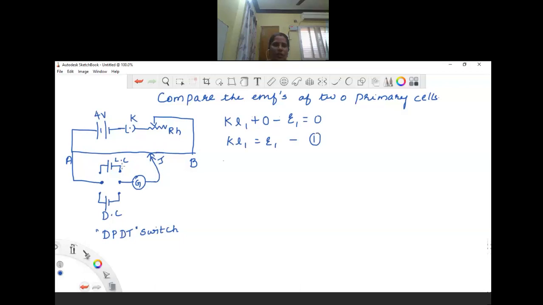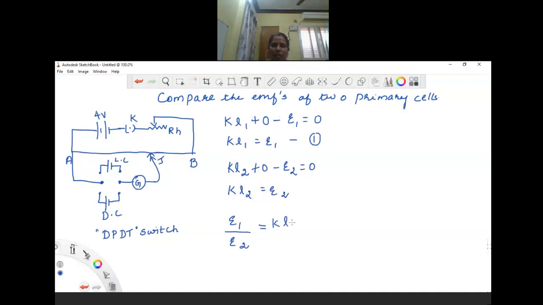Similarly, now you include only the Daniell cell in the circuit, and again you proceed with the same procedure. Press the jockey against the potentiometer wire and find where you get the null deflection on the galvanometer. So you will now get L2, the balancing length corresponding to the Daniell cell. So you will get KL2 equals E2. Now you just write what E1 by E2 is. E1 and E2 are the EMFs of the Leclanché cell and the Daniell cell.